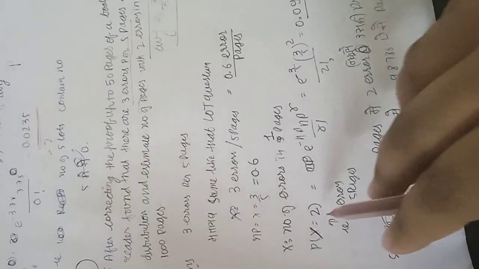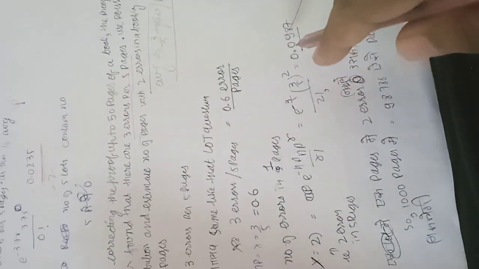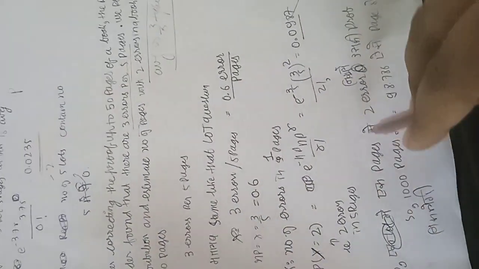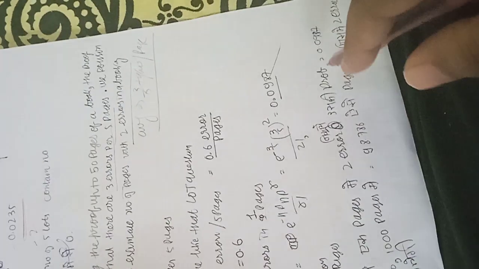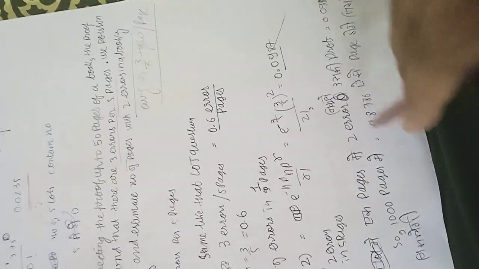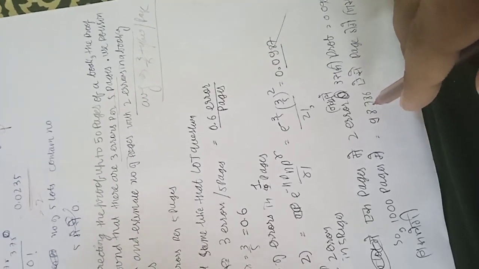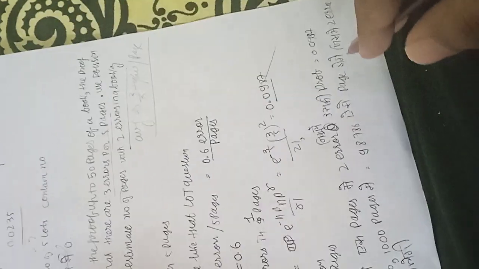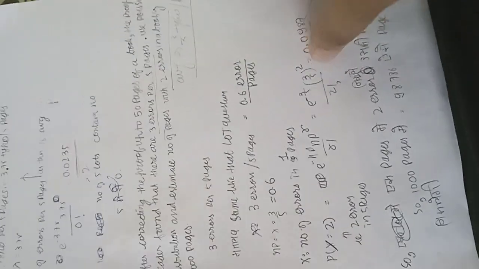Doing this I get 0.0987, मतलब एक पेज में 2 एरर निकले उसकी प्रोबेबिलिटी है इतनी. सो 1000 पेज में निकले तो इंटू 1000, 98.786 ऐसे पेज होंगे जिसमें 2 एरर निकलेगी.